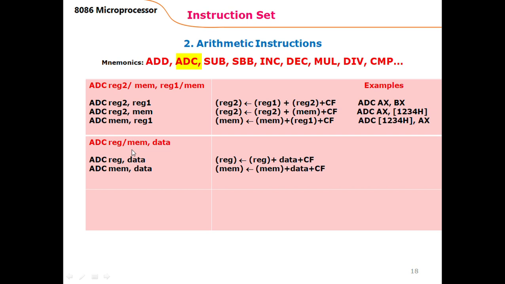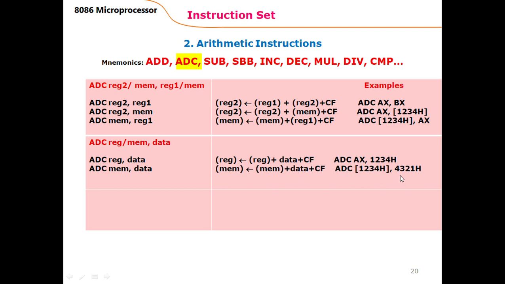In case the destination of the result is a register, the carry flag plus the immediate data plus the value in the register are added, and the result is stored in the destination register. This is an example where the 16-bit immediate value 1234H is added with the 16-bit content of the AX, plus the value of the carry flag is also added, and the result is stored back into the AX register. In case the destination of the result is memory, the carry flag plus the data plus the memory content are added, and the result is stored in the memory location.